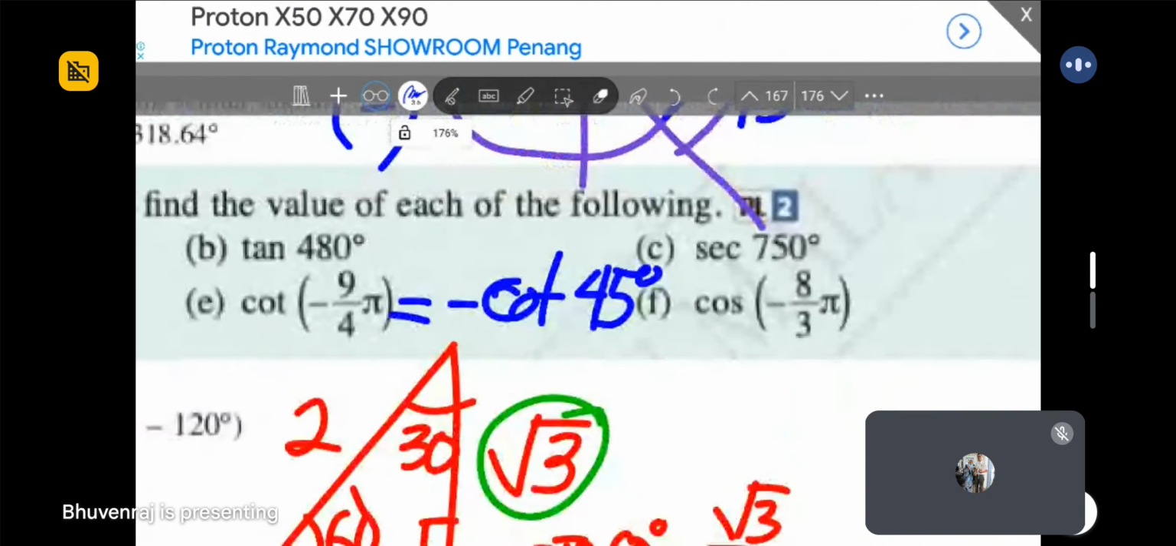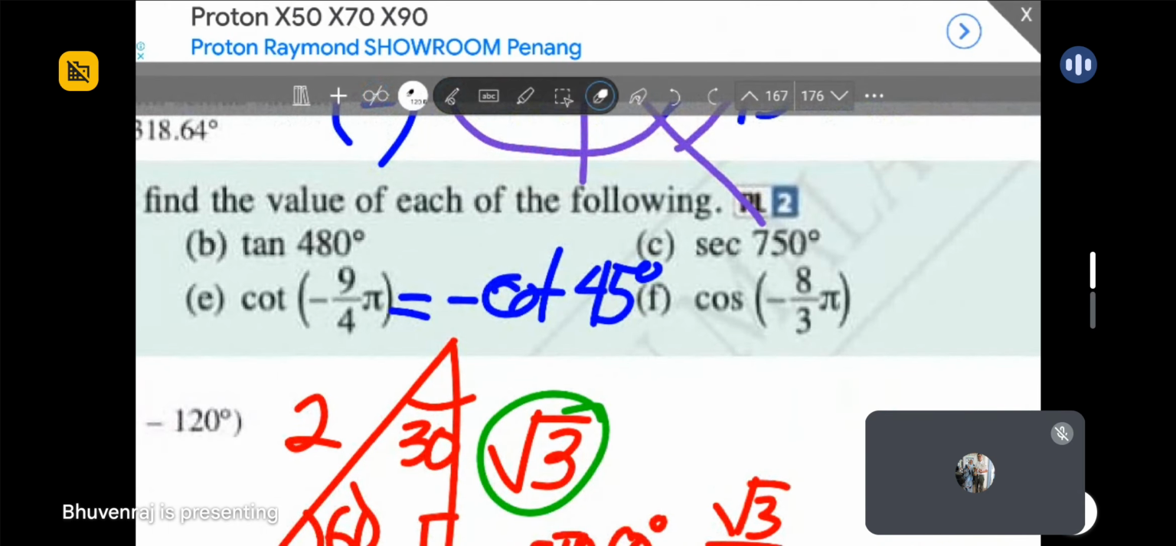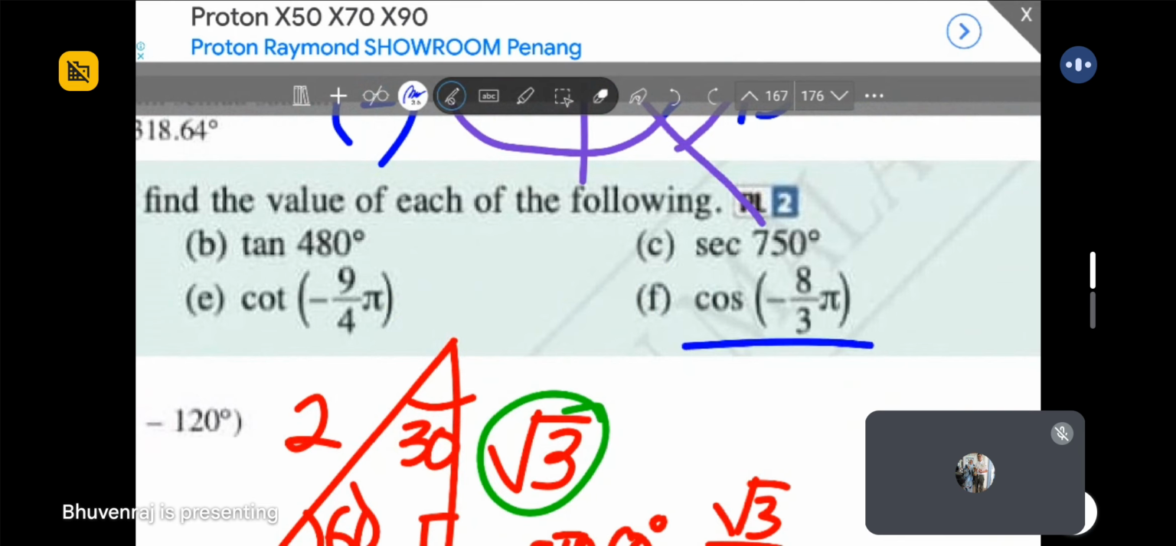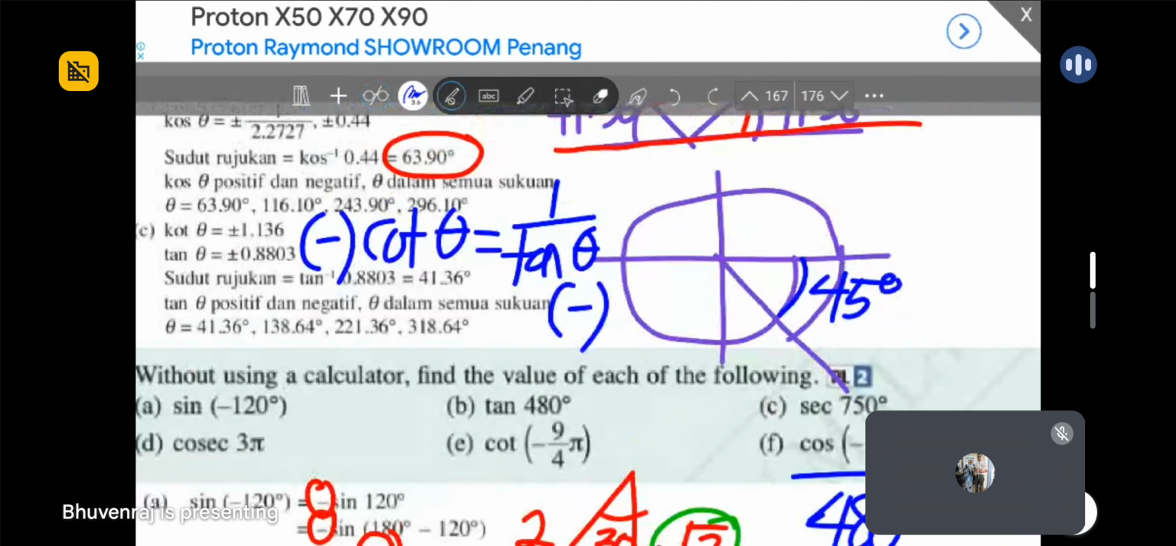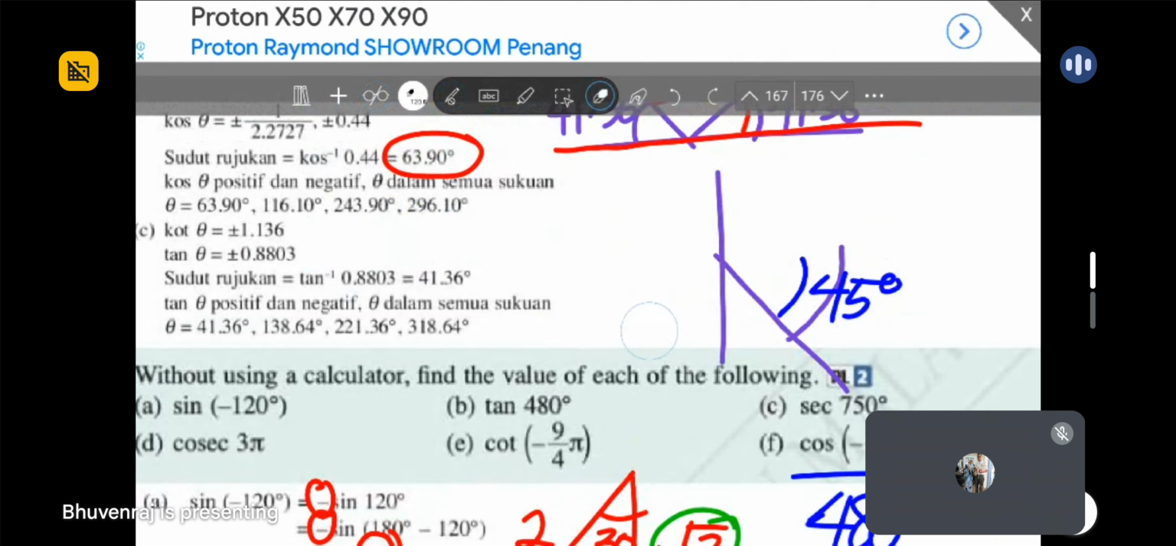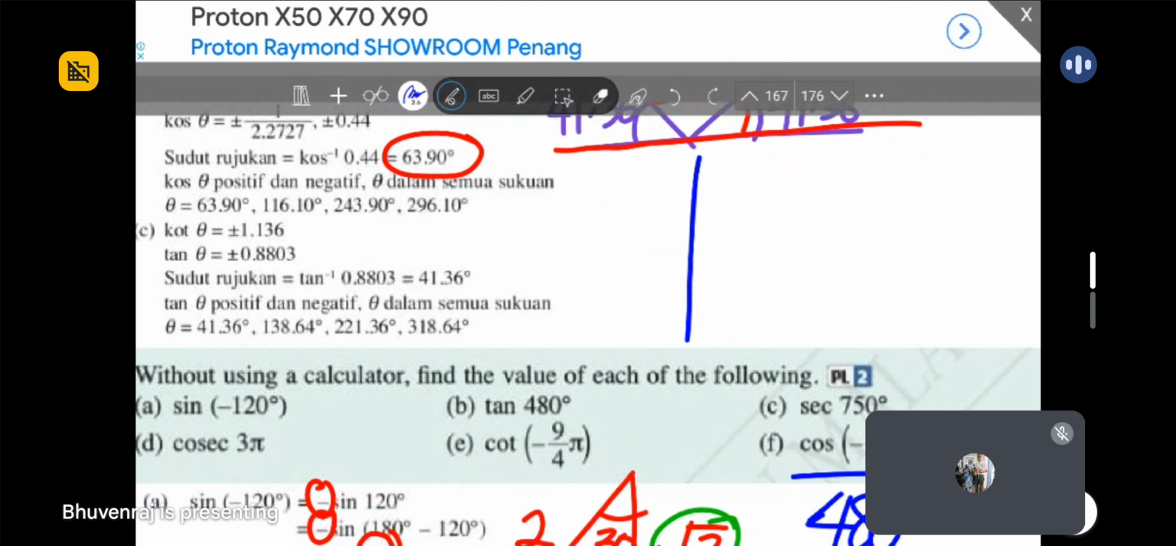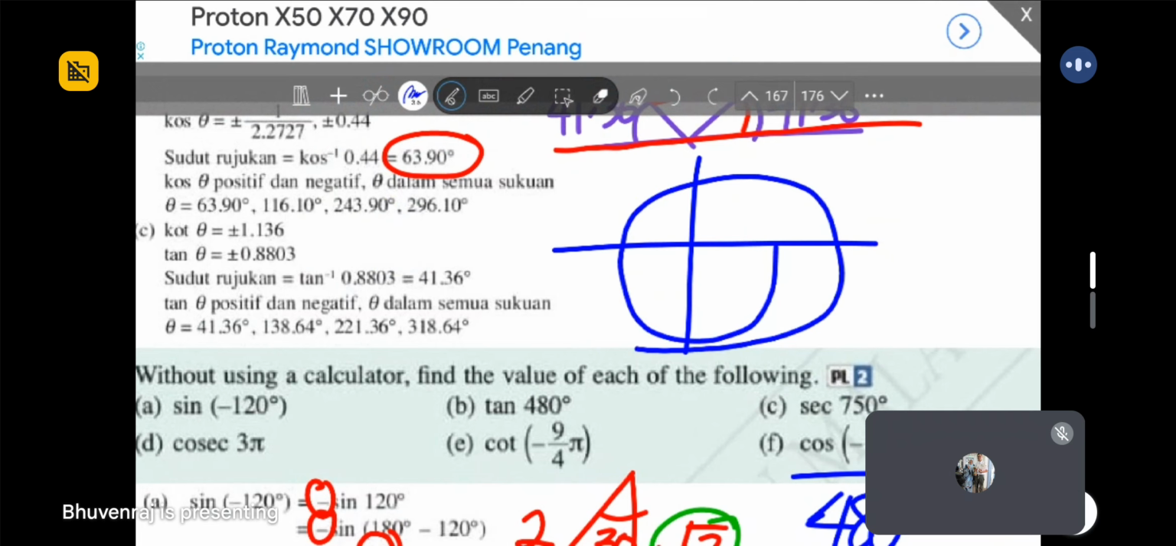So question F. They ask you cos negative 8 over 3 pi. So again, convert to degrees. Tukar ke darjah. So you will get 480 degrees. But always remember, for a negative angle, you must go in the clockwise direction. Negative kena ikut arah jam. So you have negative 480, somewhere here lah. This is 480.